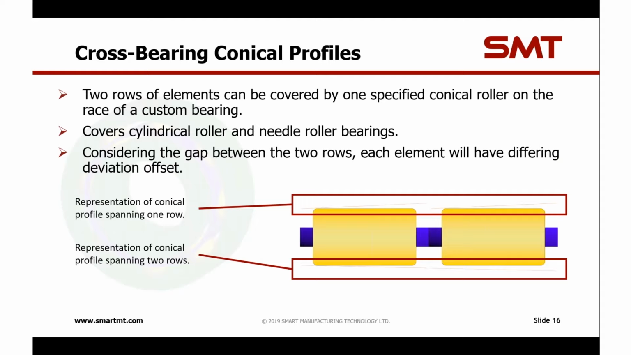So previously we would just have a conical profile spanning one row, even for double row bearings, which is kind of represented by this image on the top here. So you would have the same conical profile specified on each of the rows. Now you have the ability to make that conical profile span both of those rows, and it will end up with something along the bottom here. So it's kind of a continuous profile along the entire two rows.